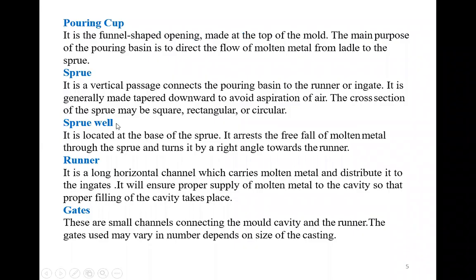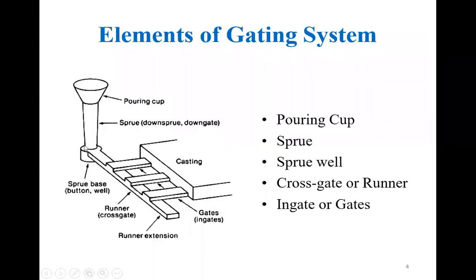So the next one, the sprue well. It is located at the base of the sprue. It arrests the free fall of the molten metal through the sprue and turns it by a right angle towards the runner. So it is tapered. This sprue base is nothing but a basin where the molten metal is collected.